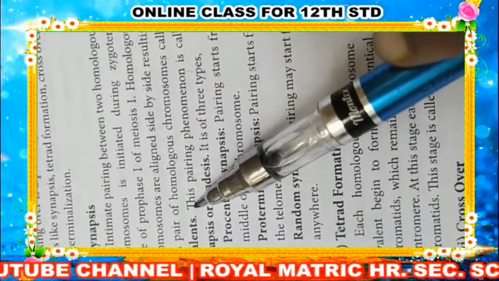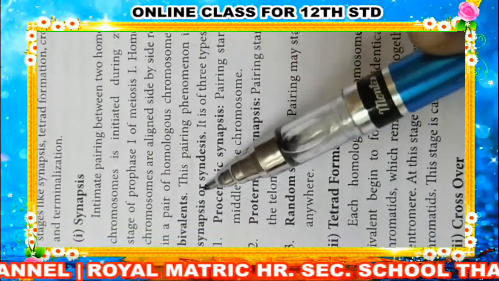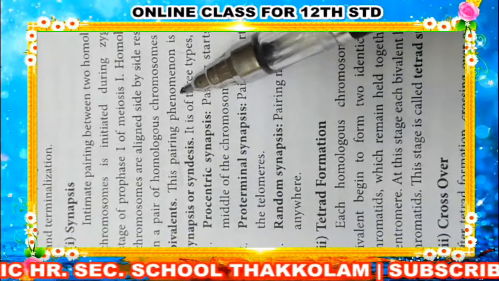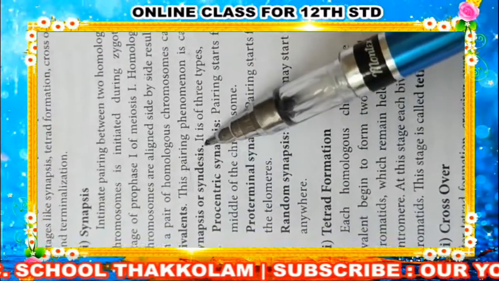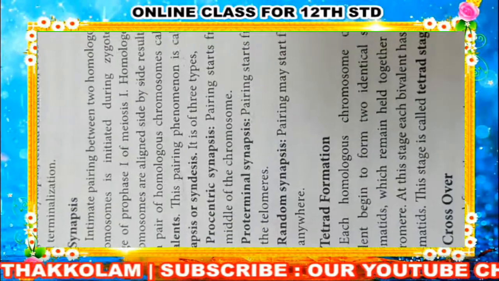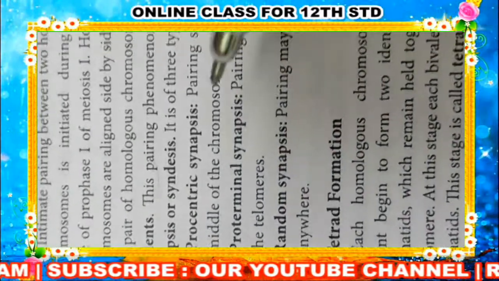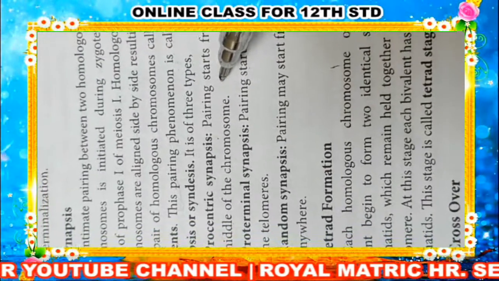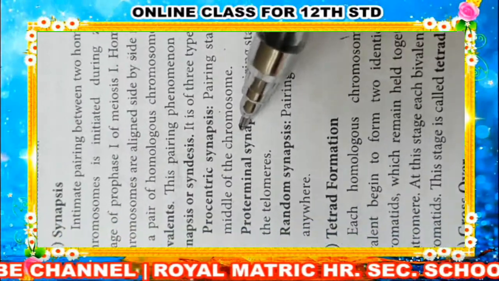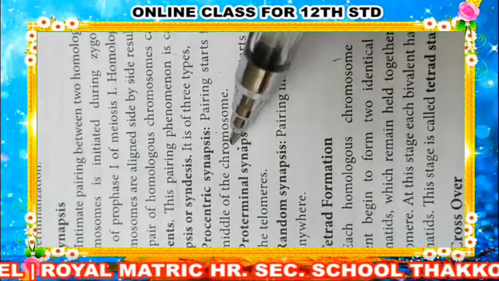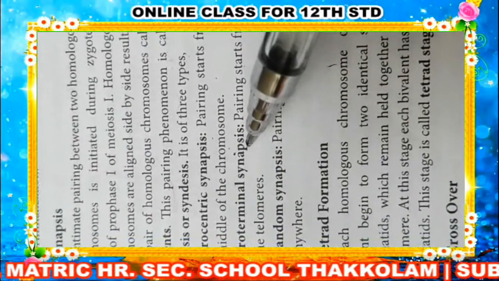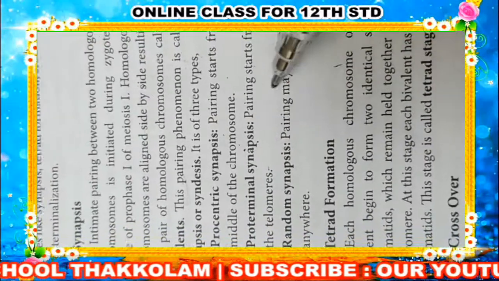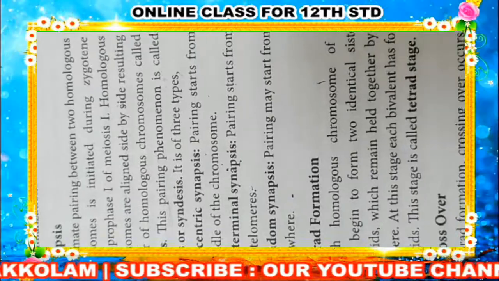resulting in a pair of homologous chromosomes called a bivalent. Bivalent means two. The pairing phenomenon is known as synapsis. There are three types of synapsis. Procentric means the pairing starts in the middle of the chromosome. Proterminal means it starts from the telomeres. When it happens in any other place, it is known as random synapsis.